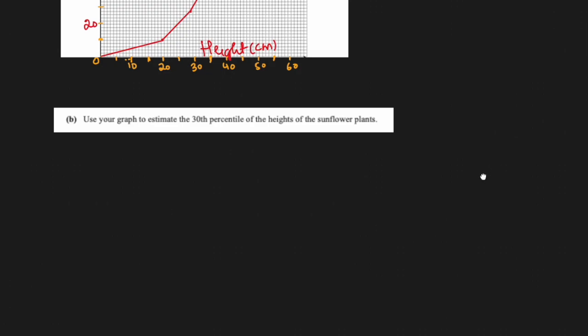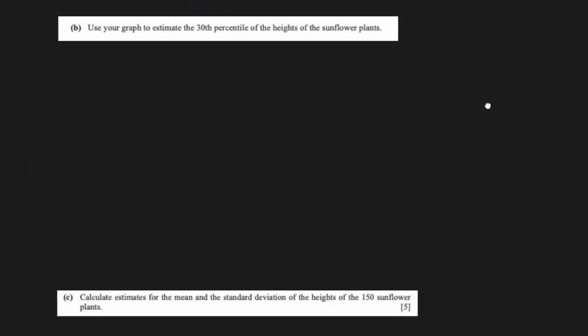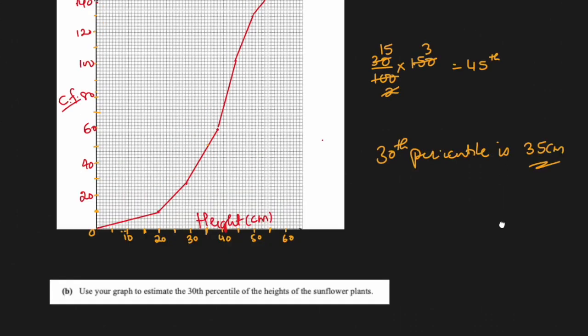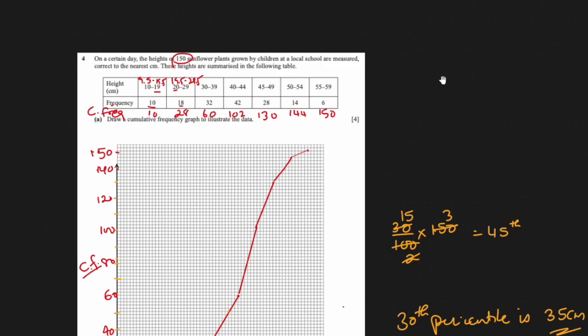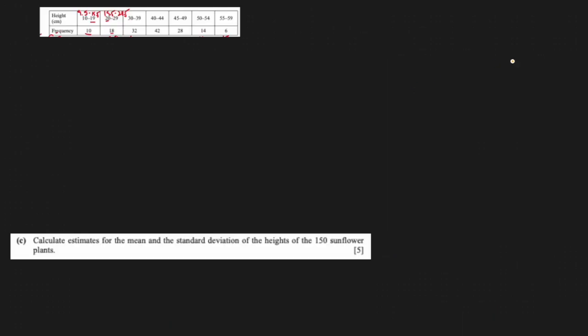Okay, now calculate estimates for the mean and standard deviation of the heights of the 150 sunflower plants, and then we'll have to do something new. So let me copy this part. Okay, so I have copied the table here, and now I will do the first thing. I will find the mean first. So for the mean, I will make a new table with the new limits which I decided earlier, 9.5 to 19.5 and so on.